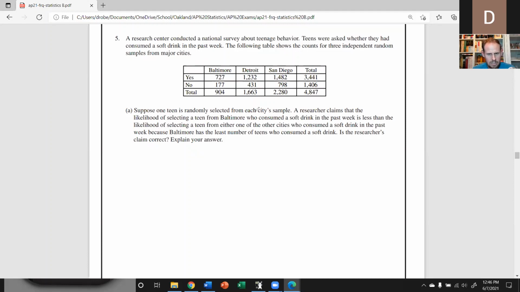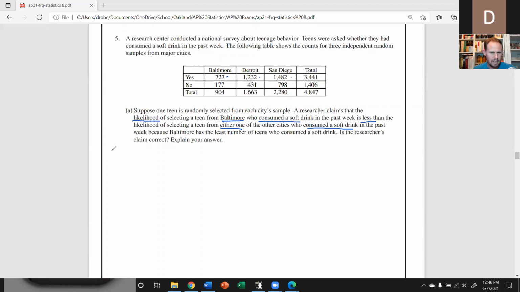Suppose one teen is randomly selected from each city's sample. A researcher claims that the likelihood of selecting a teen from Baltimore who consumed a soft drink in the past week is less than the likelihood of selecting a teen from either one of the other cities, because Baltimore has the least number of teens who consume soft drinks. Is the researcher's claim correct? Explain your answer. So let's say they had 700, 1,200, 1,400. They do have the least number, but they're claiming that the likelihood of selecting one is less.